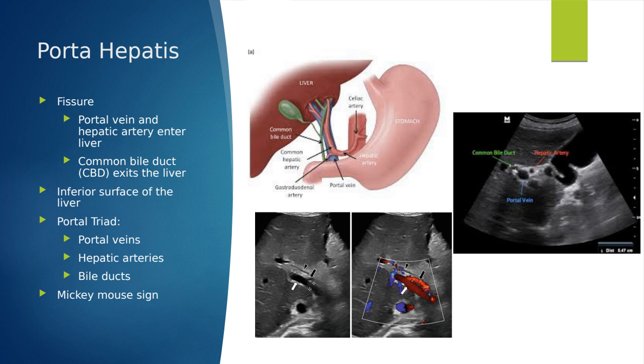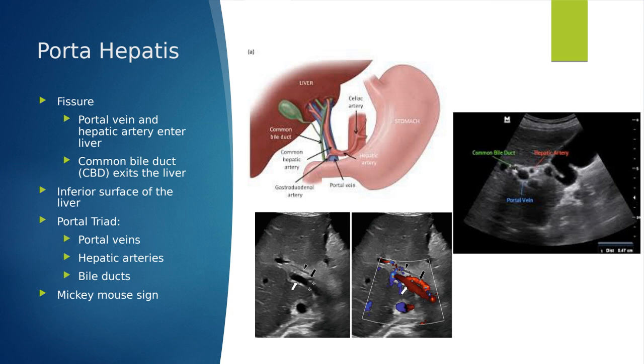The porta hepatis itself, these three main structures, the main portal vein, the main hepatic artery, and the main common bile duct, we reference as the Mickey Mouse sign in transverse. So in that picture on the right-hand side, we can see a little Mickey Mouse appearance there. That's going to indicate our portal vein, the big one, our hepatic artery, one of the smaller ones, and our common bile duct, an additional smaller one. Now, how do you tell the difference between the hepatic artery and the common bile duct? You put color Doppler on. The hepatic artery is going to light up with color flow.